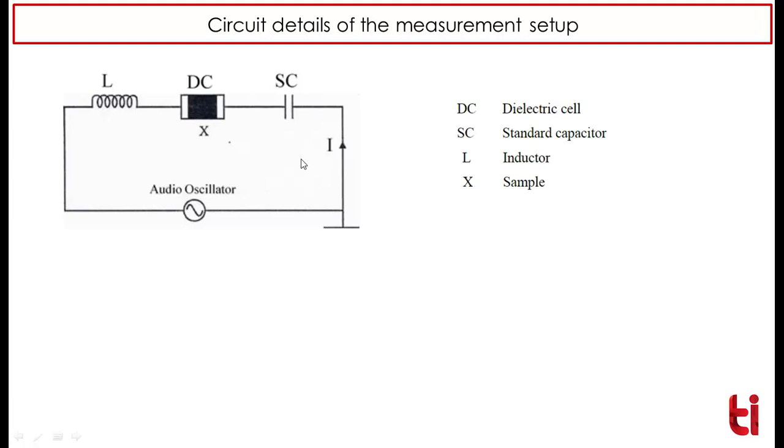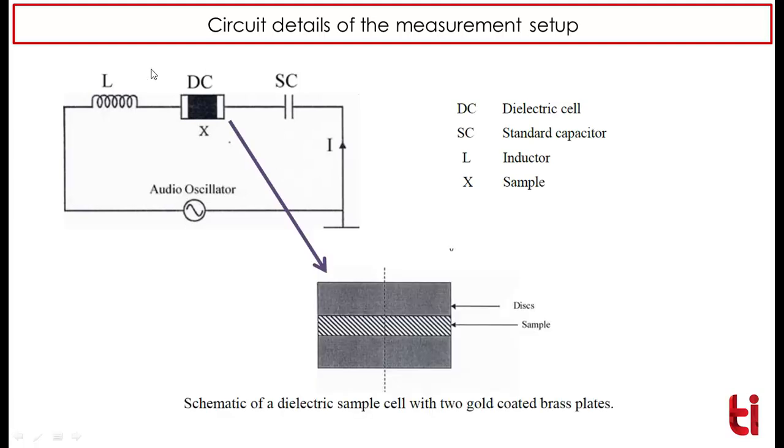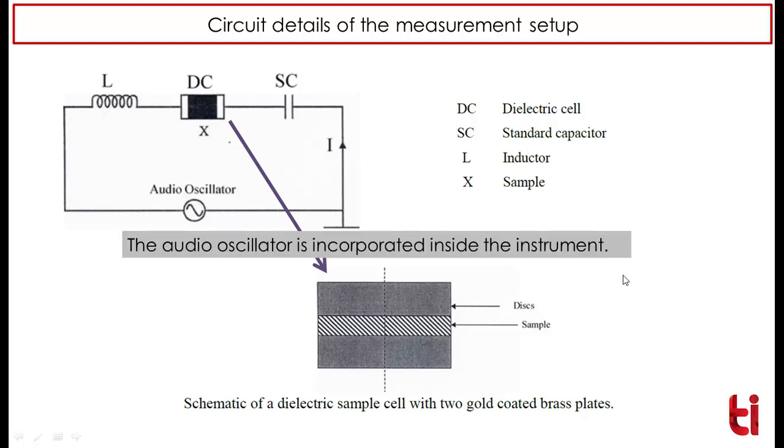Now the dielectric cell, DC, essentially consists of two gold coated brass plates within which we'll be keeping our samples. So this X, which is my sample, is going to be placed between the two gold coated brass plates, and that's how my measurements will be done. And remember, the audio oscillator is incorporated inside the instrument, so it's inside my dielectric measurement kit. There is no separate audio oscillator required.